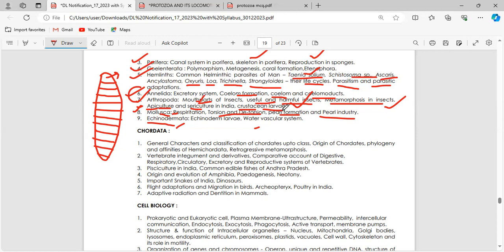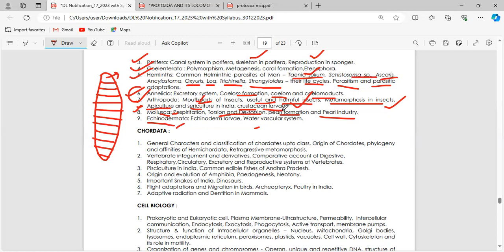And for example, take crustacean larva. You have to read what all the crustacean larvae are. You do not change the order. You have to write it in your notebook. For last minute revision, it helps you a lot. Okay, so don't miss that.